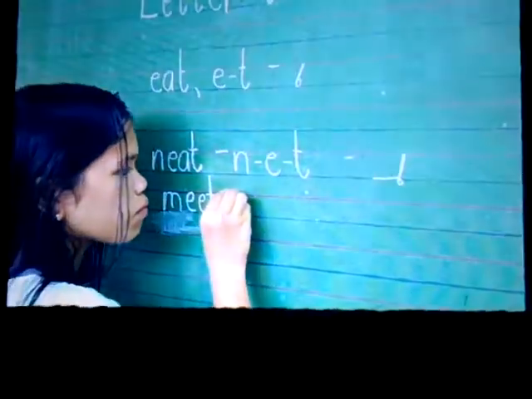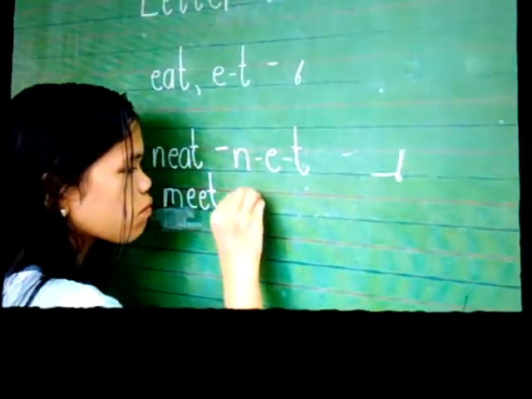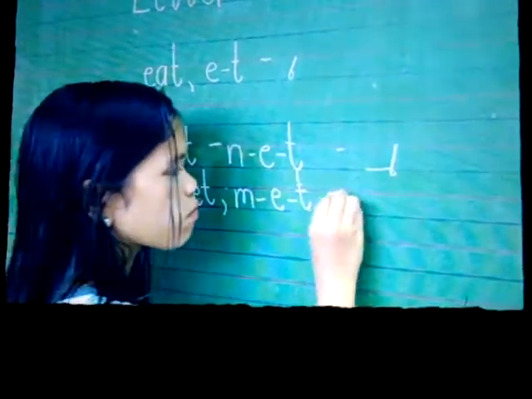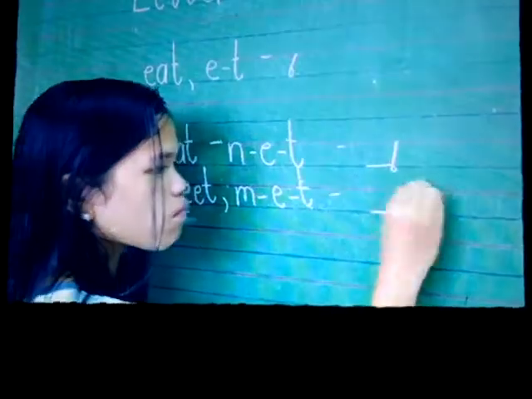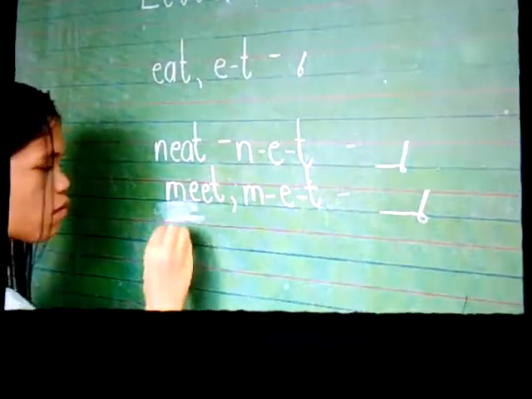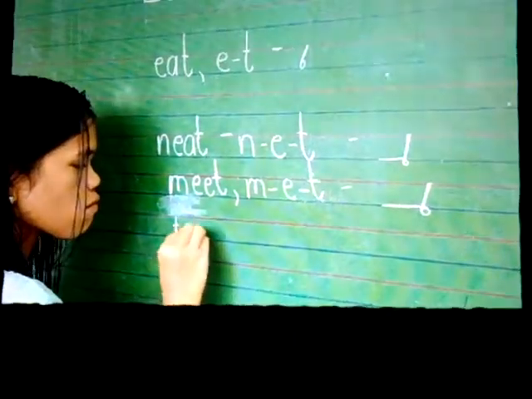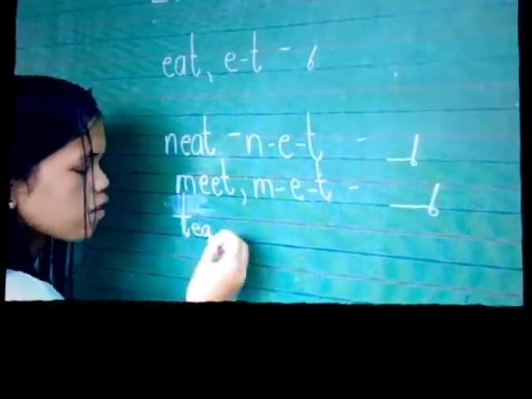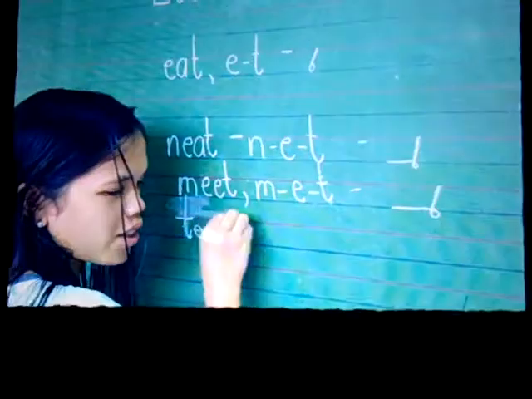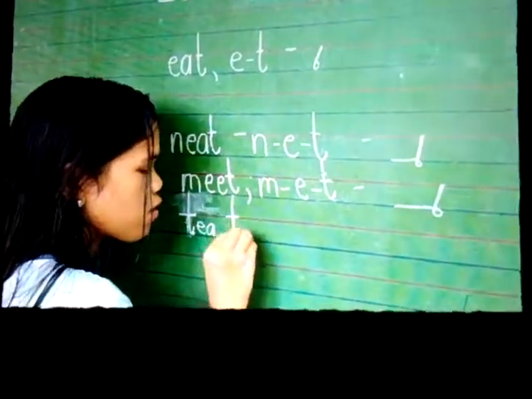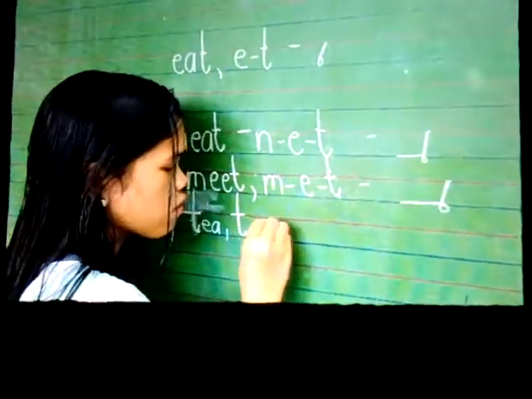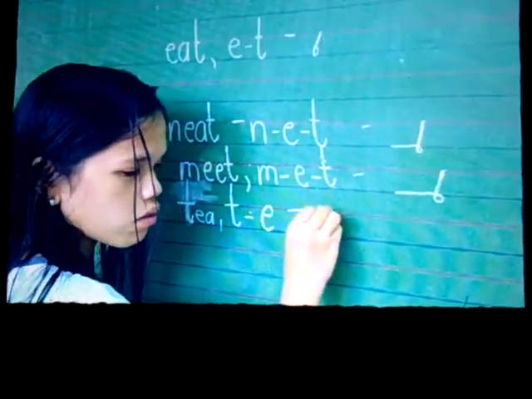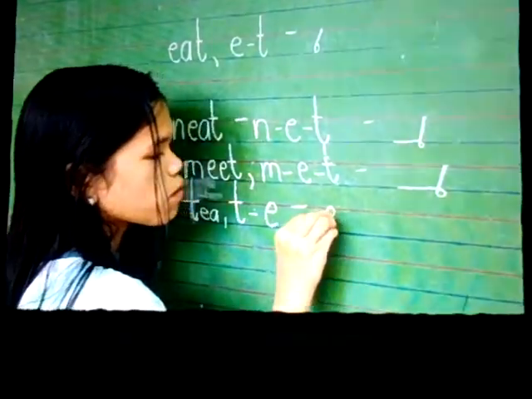Next is the word meet. Meet is represented by letter M, E, and letter T. So, the stroke for this are the shorthand letter M, E, and letter T. Next is the word T. The word T is represented by letter T and letter E. So, the stroke for this are the shorthand letter T and letter E.